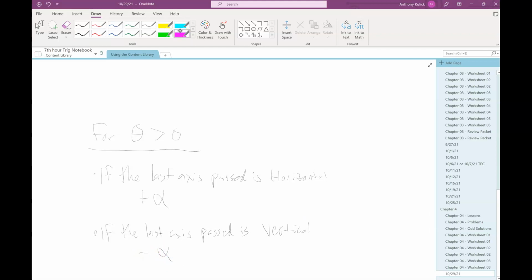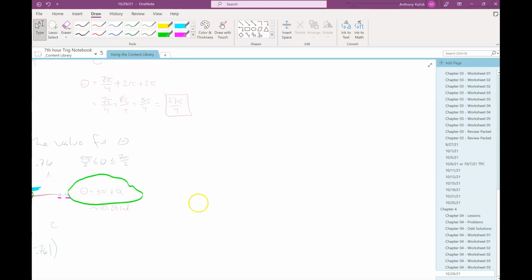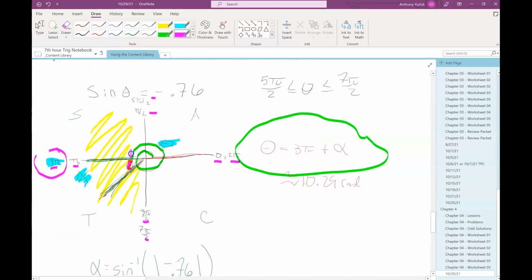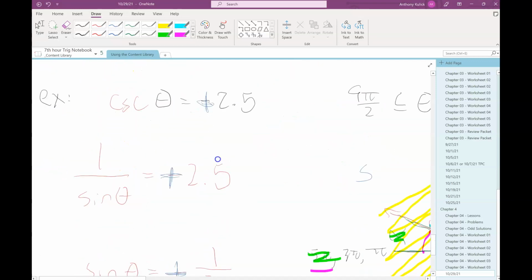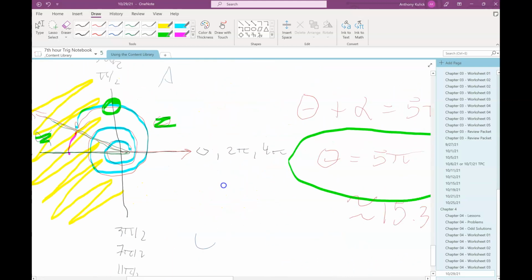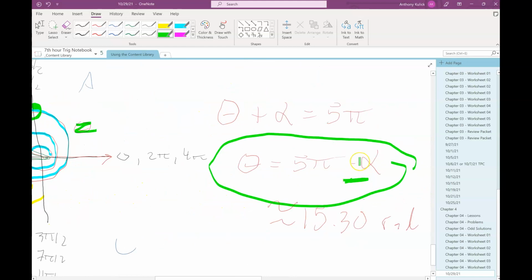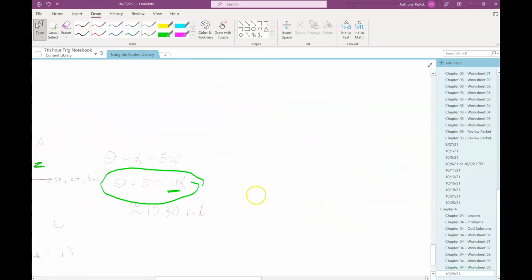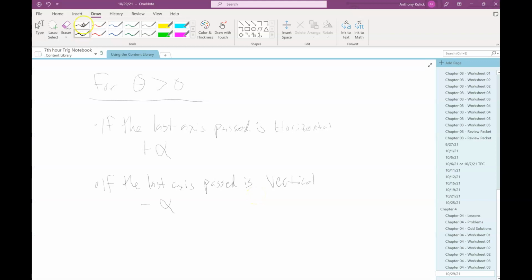So if we go back to these pictures real quick. In this problem, the last axis we crossed is right here, right? So we're adding. In this problem, the last place we crossed was the vertical, so we're subtracting. Notice this is only for positive values of theta.